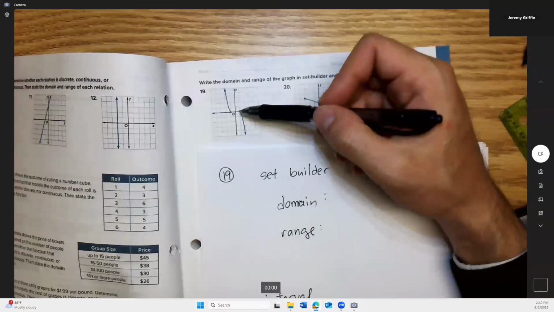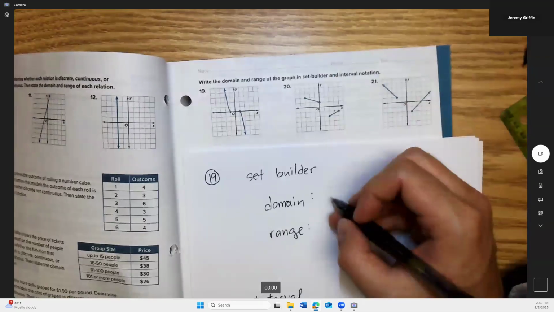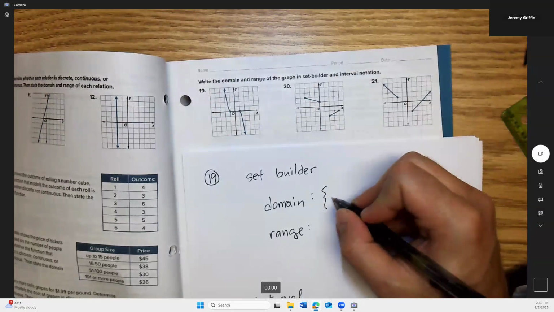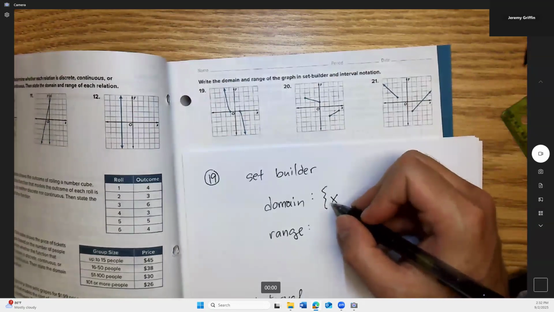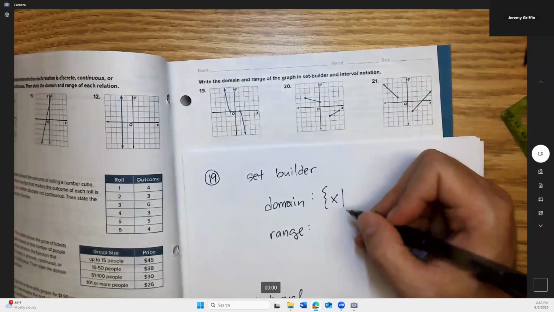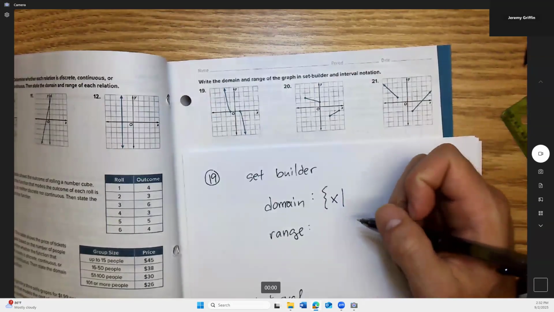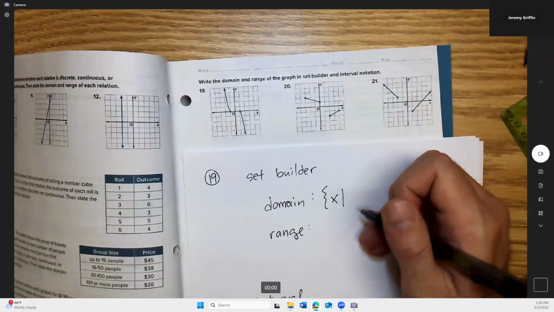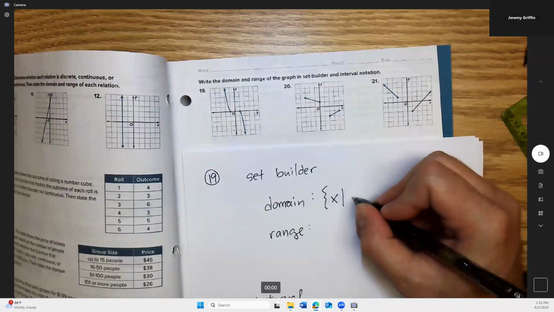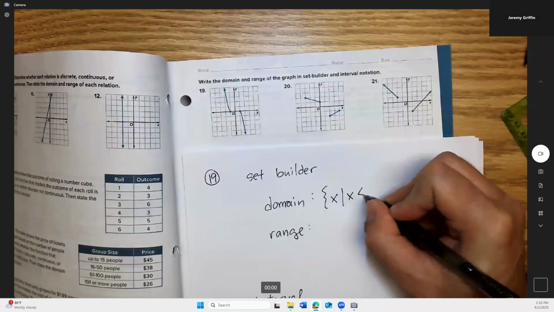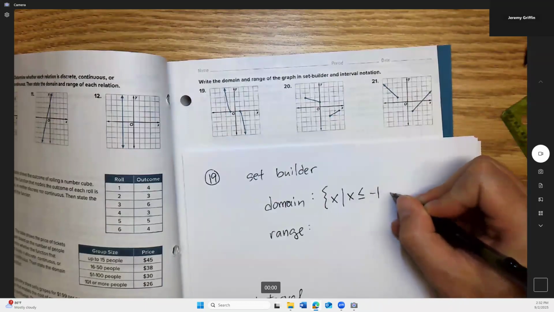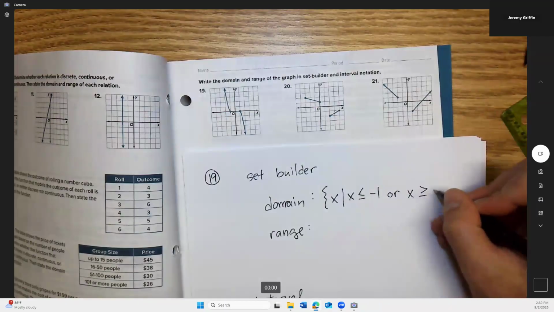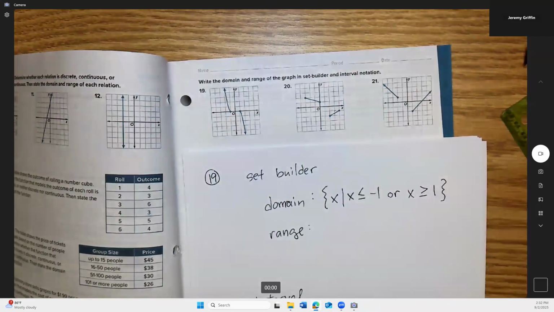Now this one skips some of the domain, so it will be a little trickier. Let's do an open curly bracket, x such that. What do you think that's going to look like? x could be less than or equal to -1, and then write out the word or. x could be greater than or equal to +1.